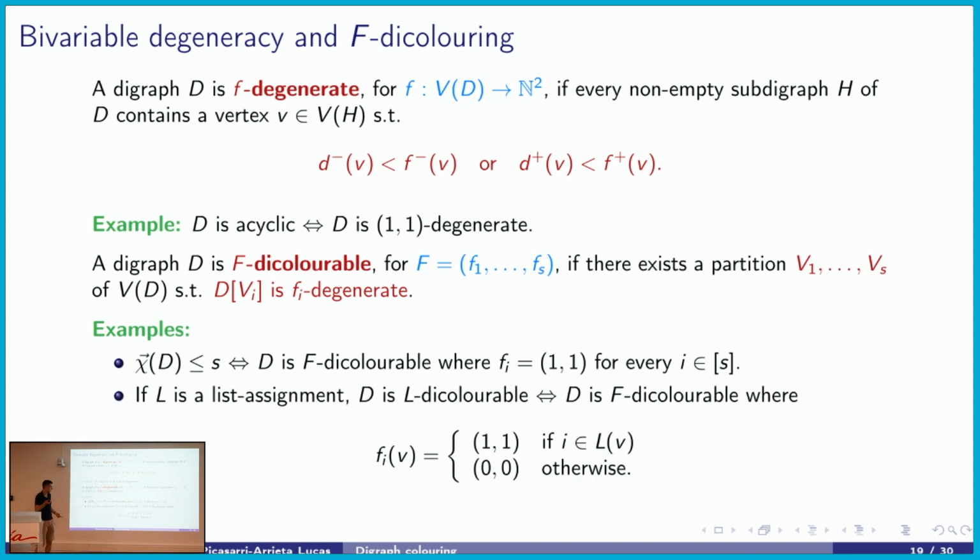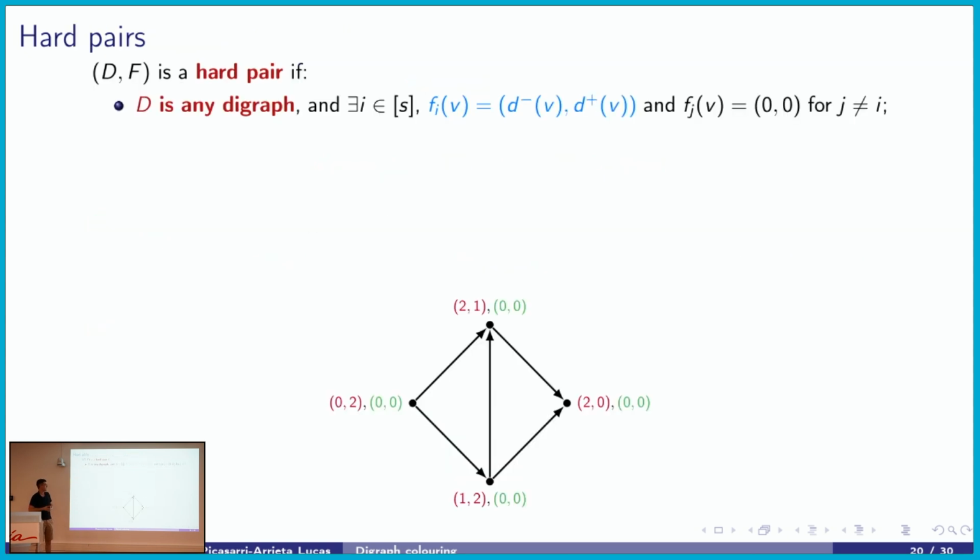But we can also model list dicoloring by saying that fi of v is equal to (1,1) if color i is available for v, and (0,0) otherwise. And note that if fi of v is (0,0), then we cannot color v with color i. Otherwise, when we look at the subdigraph induced by v alone, you cannot eliminate the only vertex v, because the in-degree and out-degree are 0 and this is not less than 0.